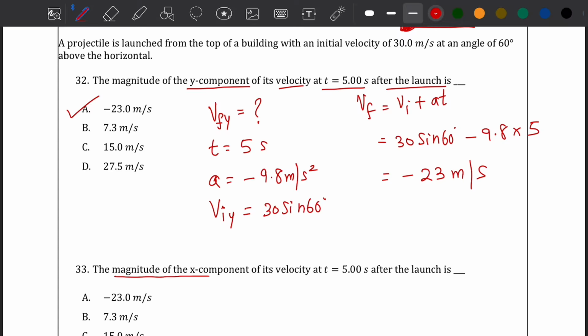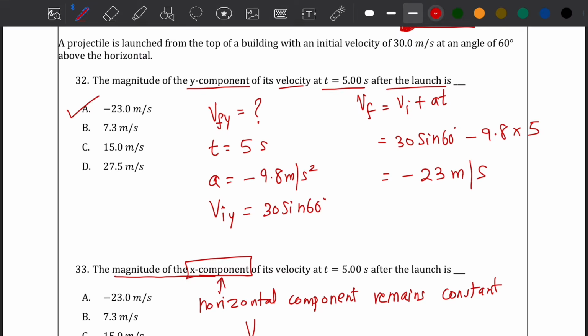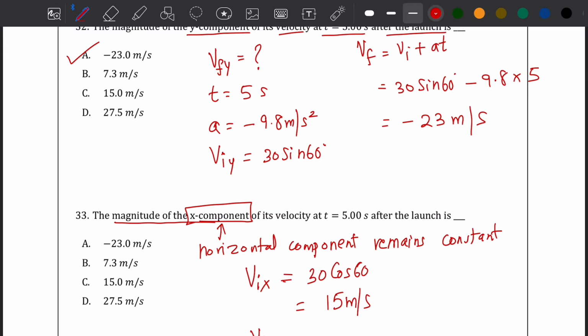Next it's asking for the magnitude of the x component, that is the horizontal component. We know that the horizontal component remains constant. So we have to just find what's the initial x component, which we know will be 30 cosine 60, which will be 15 meter per second. So the final component in the x direction will also be 15 because the horizontal component remains constant.